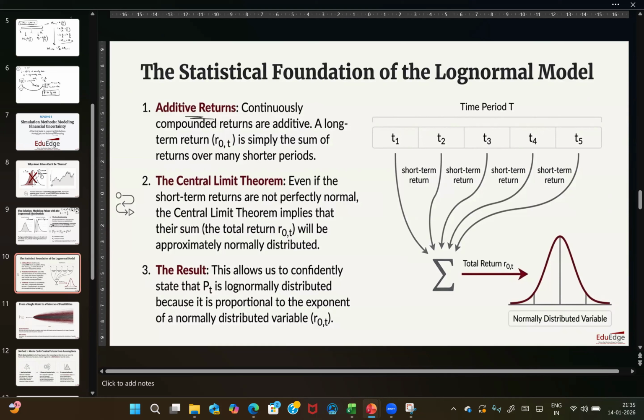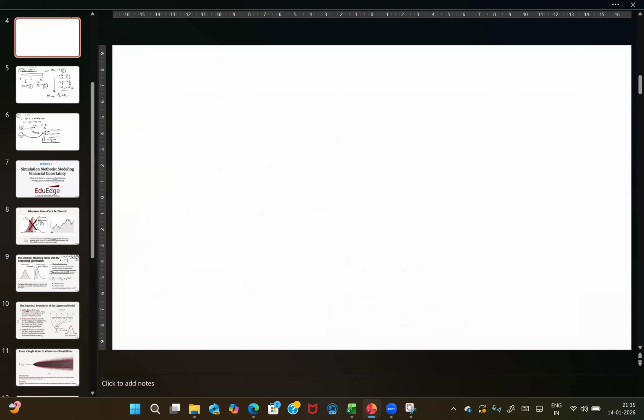Also, a very key role of the central limit theorem: even if short-term prices, or returns rather, are not perfectly normal, the central limit theorem implies that the sum will be approximately normally distributed. What does that mean? In fact, the central limit theorem is an extremely important theorem which is borrowed a lot in finance, and hence a lot of modeling happens on normal distribution, especially assuming returns are normally distributed.